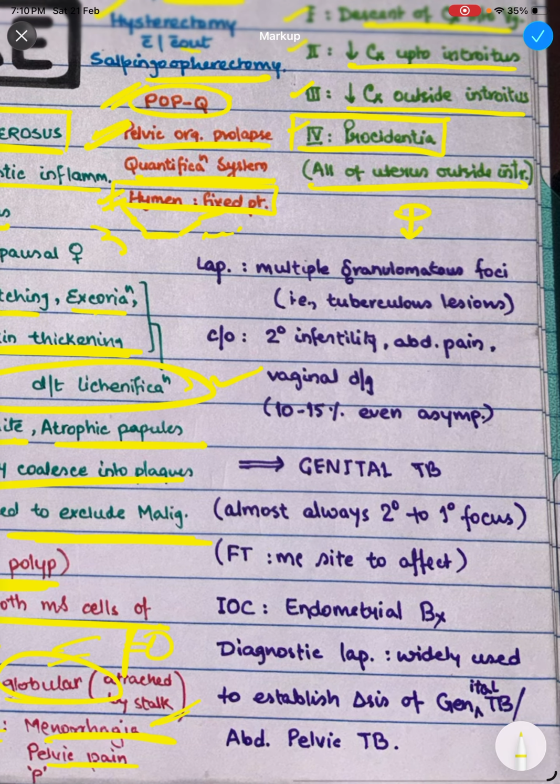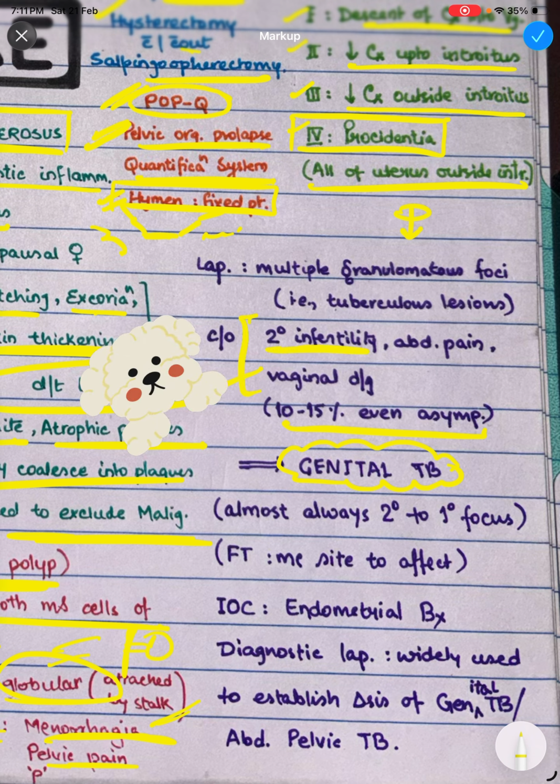The next thing is genital TB. How does this appear, how does the patient come to us? First of all, I can say 10 to 15% are even asymptomatic. Some are symptomatic with symptoms like secondary infertility, abdominal pain, and vaginal discharge.